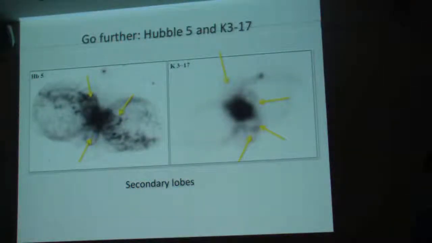Now, our main goal was whether we could explain these secondary lobes when there are already primary bipolar structures existing that might vent or avoid the formation of these secondary lobes, as we observe in these two objects. They're really nice lobes here coming out of the equatorial regions. You could imagine that the big lobes are like exhausts for the pressure that might prevent the formation of the secondary lobes. So we tried that.